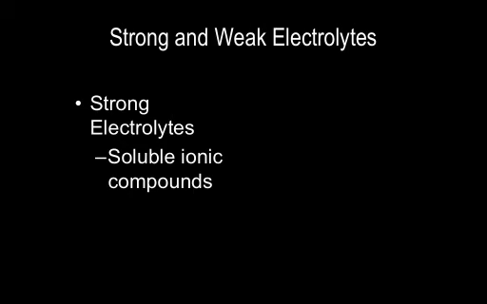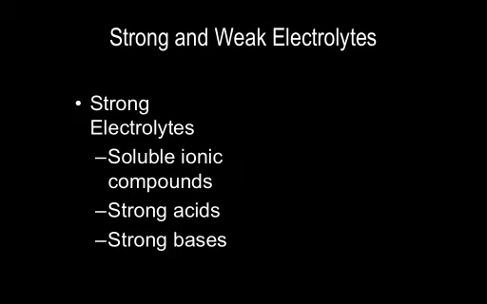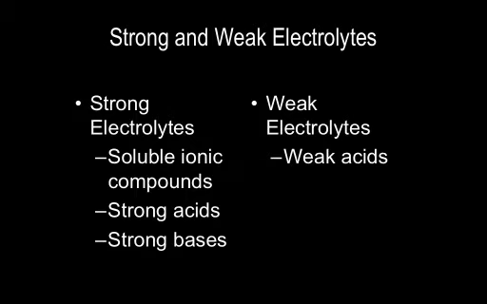Just to tie this back into what we talked about today, the strong electrolytes are those soluble ionic compounds that we've already talked about. They are also the strong acids and the strong bases. So these strong electrolytes are things that completely dissociate in solution. On the other hand, the weak electrolytes are weak acids and weak bases. We saw that today with the acetic acid, where it doesn't completely dissociate, so it doesn't conduct electricity as strongly as something like hydrochloric acid, which is a strong electrolyte or a strong acid.